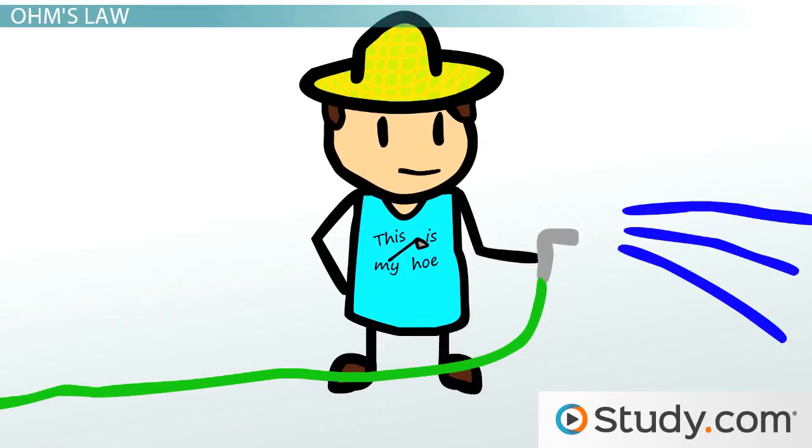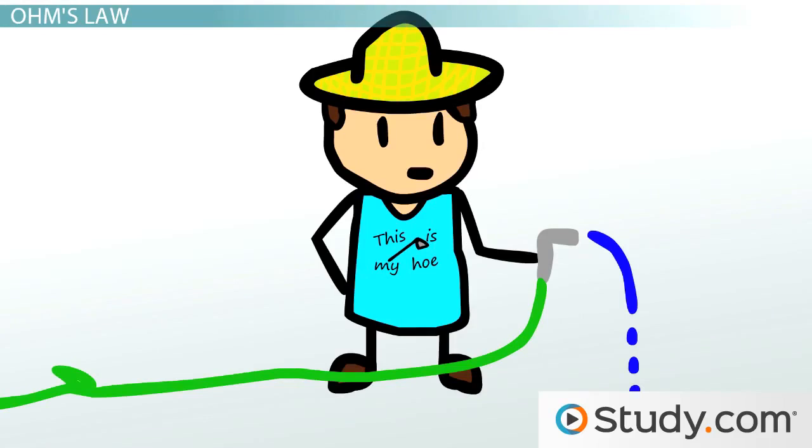We saw these concepts in action with the garden hose. Increasing the pressure caused the flow to increase, but getting a kink in the hose increased the resistance, which caused the flow to decrease.